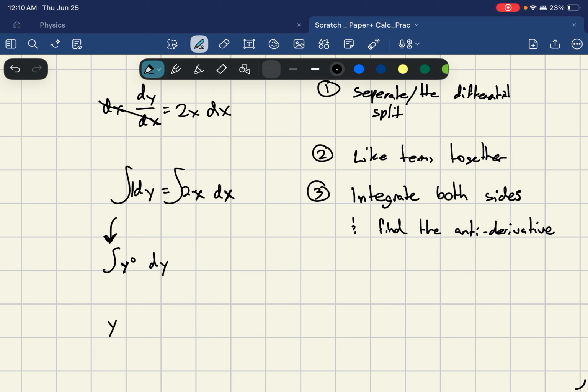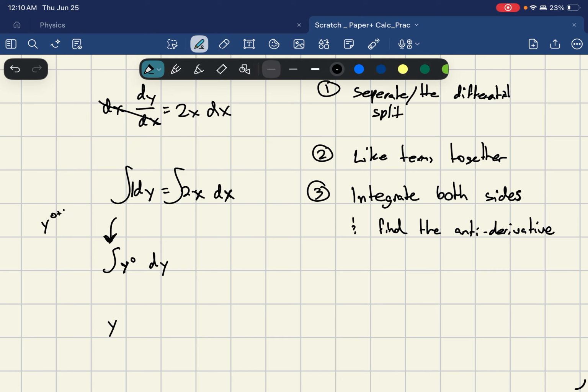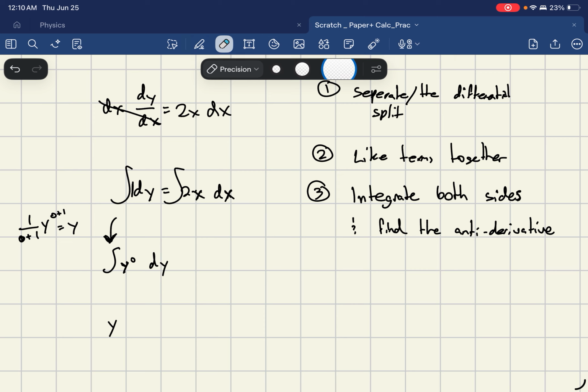just y, right? Because if I integrate y to the 0th power, I add 1 to the exponent and then divide by that new exponent, n plus 1 divided by n plus 1. So basically that's y to the 0 plus 1, I'll do 0 plus 1 just for symmetrical purposes. That's going to give me y, the antiderivative of y to the 0th power.